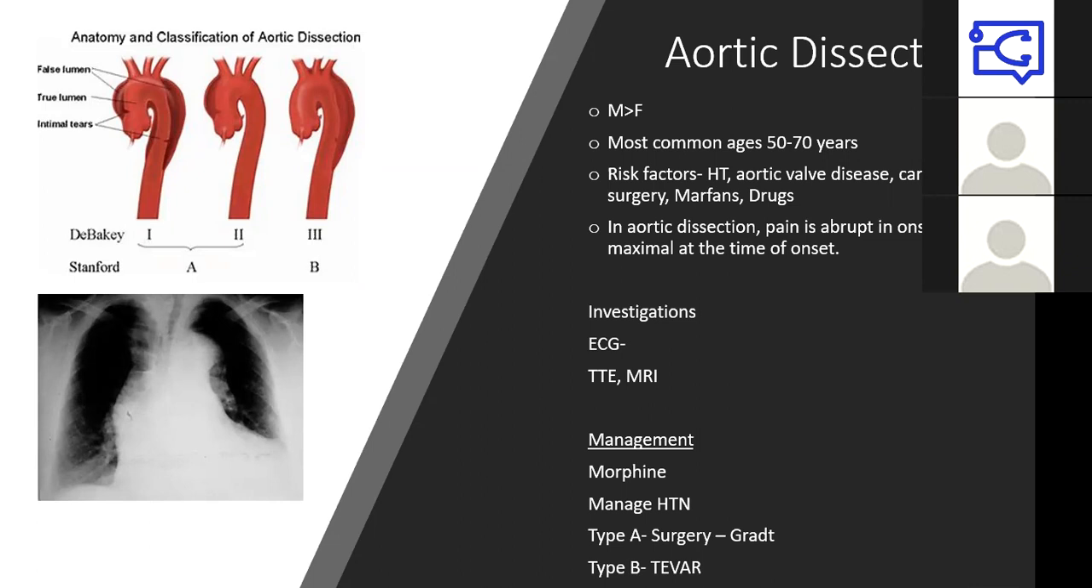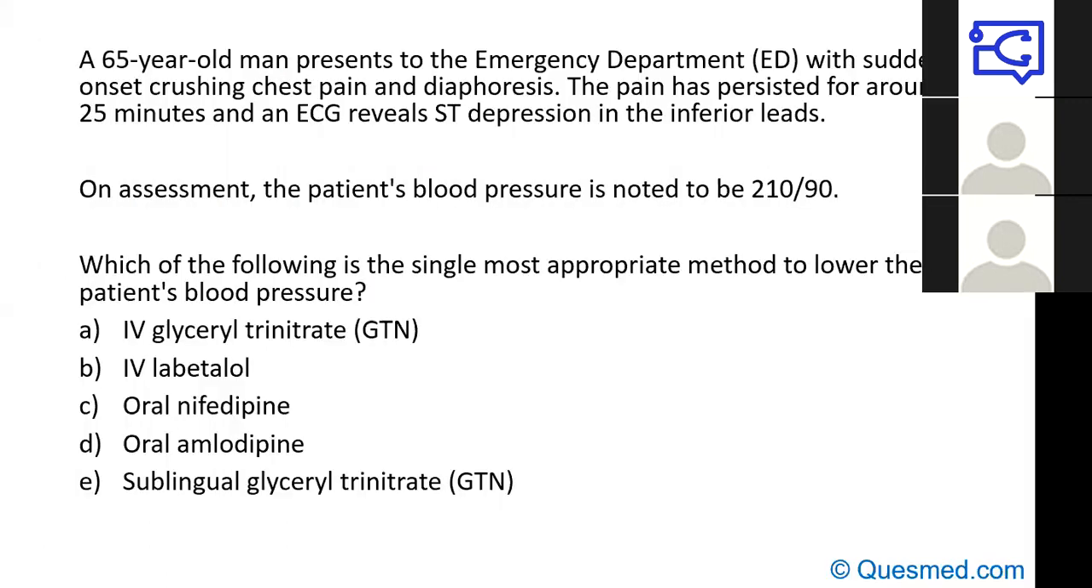Whereas if it's type B, then what you really want to do is stop the propagation of that tear, and this is where medical management occurs. So you want to aim for a blood pressure between 100 and 120. You can usually do that by treating the pain, but also giving things like beta blockers. But this is quite serious stuff, and you want cardiothoracic input. A TEVAR, whatever is written there, is an endovascular aortic repair. That's a new way these are being managed. But that is aortic dissection in a nutshell.